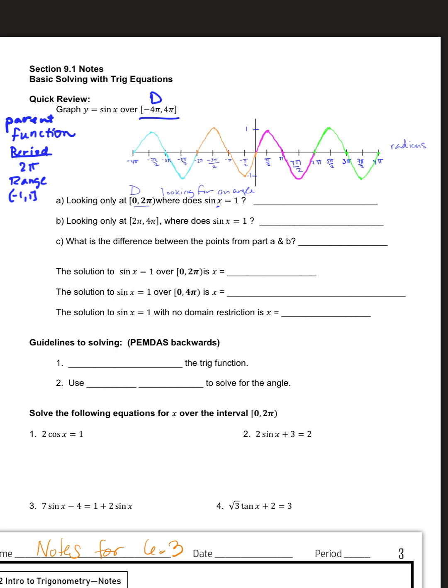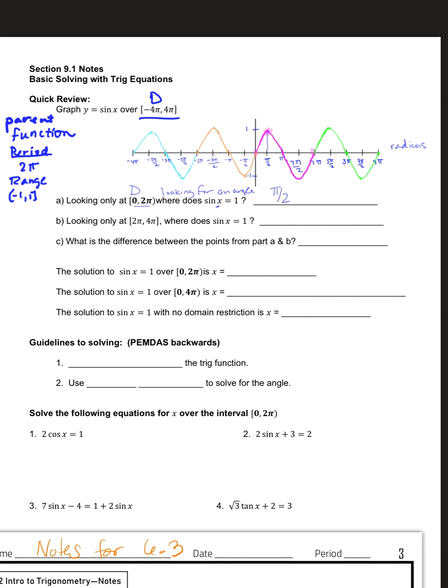If I look at my graph up here, where does it look like sine x equals 1? Well, it looks like it right here. I'm just looking between 0 and 2 pi first, because that's what they want. So that's going to be right here at pi over 2. That's the angle. Pi over 2, 90 degrees, thinking about the unit circle.